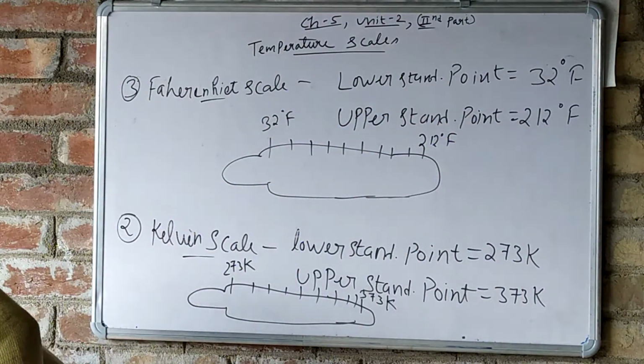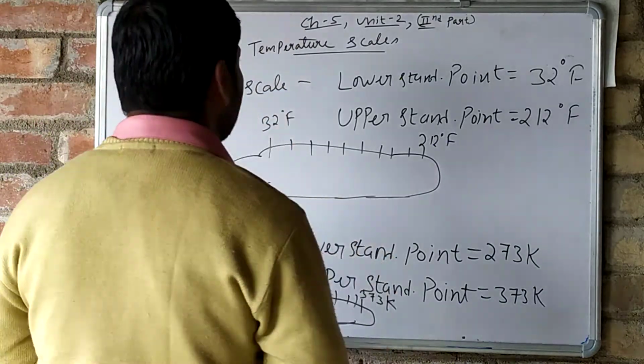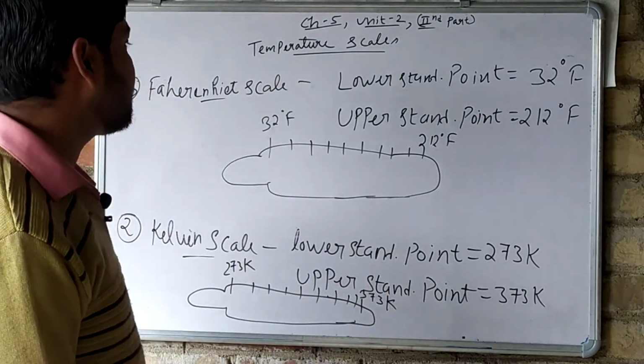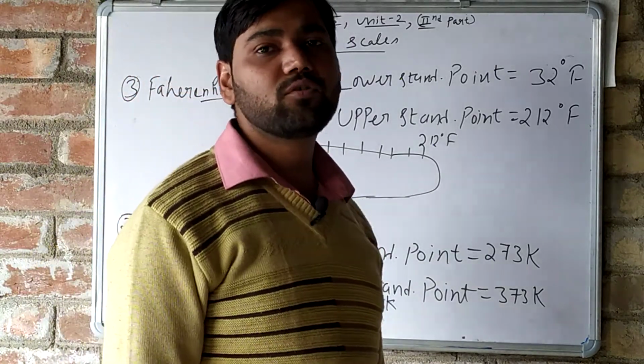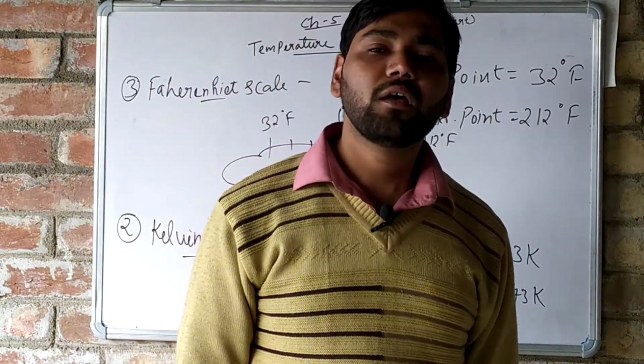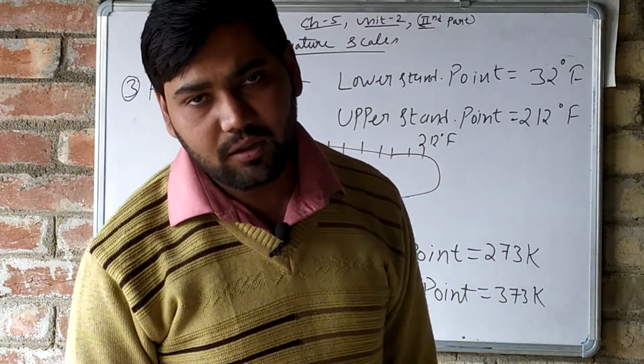Now we have studied three different types of scales to measure temperature. The Celsius scale, in which the lower standard point is 0 degree Celsius and the upper standard point is 100 degree Celsius.